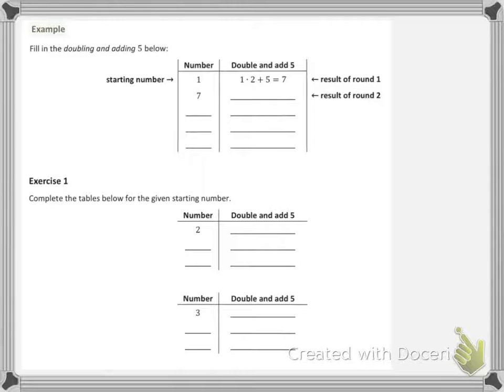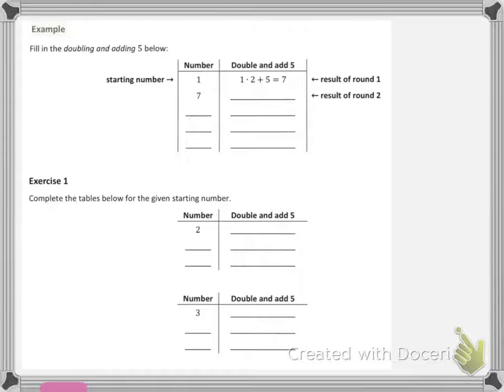In the first few tables here, the example in exercise 1, we're going to just fill out some tables where we double the number that we start with and then add 5. And we're going to follow that pattern and then use that later to talk about our lesson today. So here's how this works.